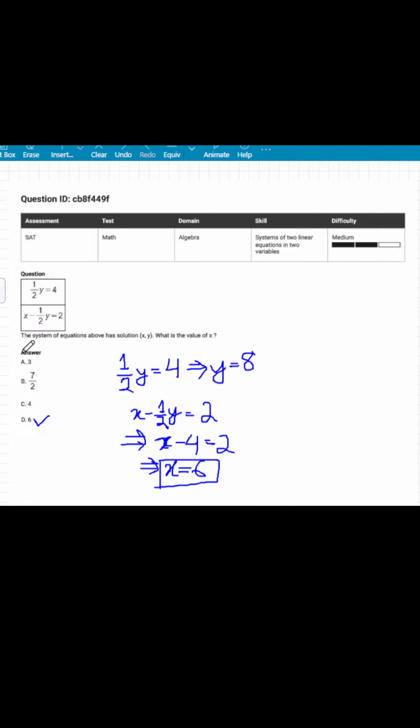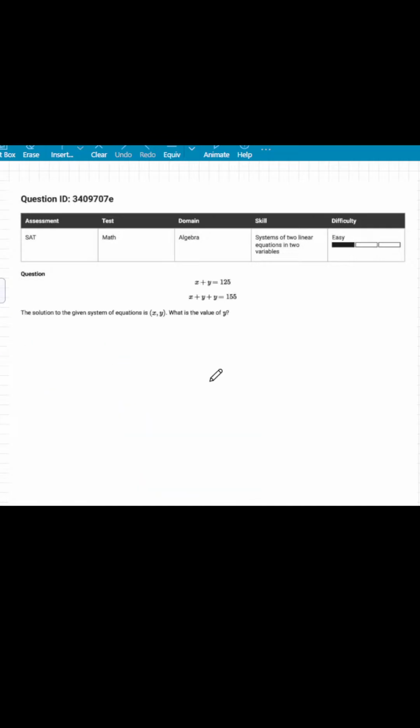Okay, now let us look at the next question. Okay, so this is a system of two linear equations in two variables, and this is an easy question. So we are given two equations. One is x plus y is equal to 125 and x plus y is equal to 155. And the solution to the given system of equations is x comma y. What is the value of y? So first try to solve it for yourself and see if you can find the answer, and then we'll together do the solution and derive the answer.